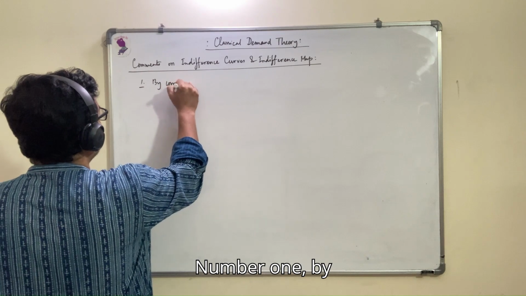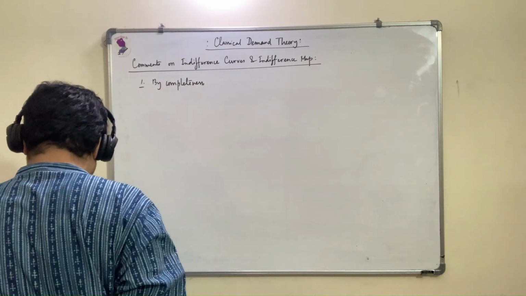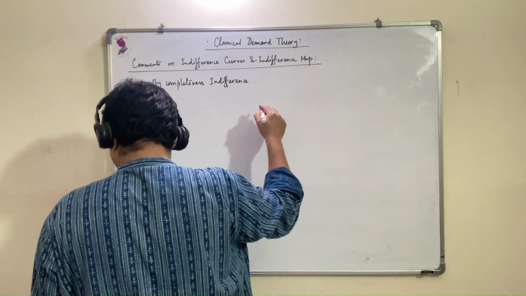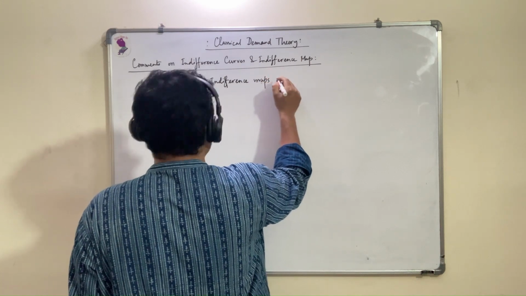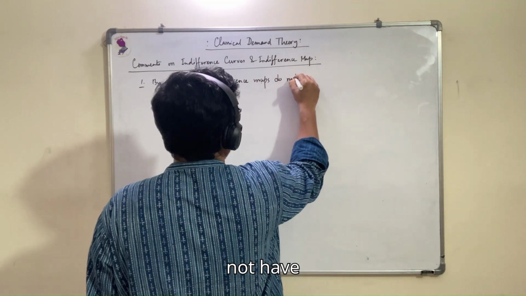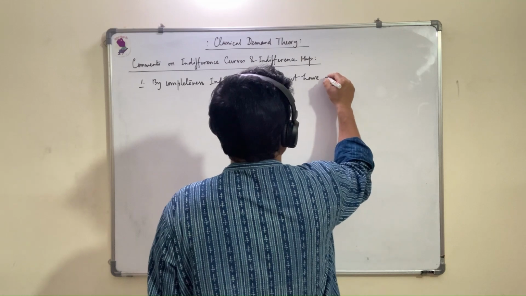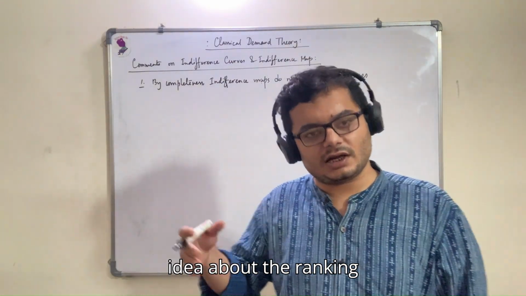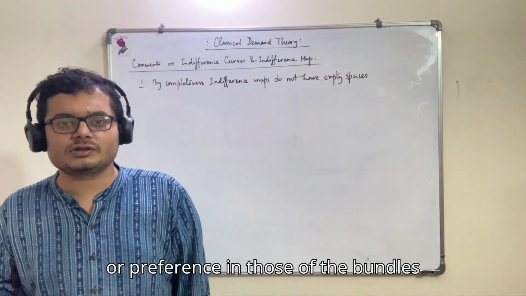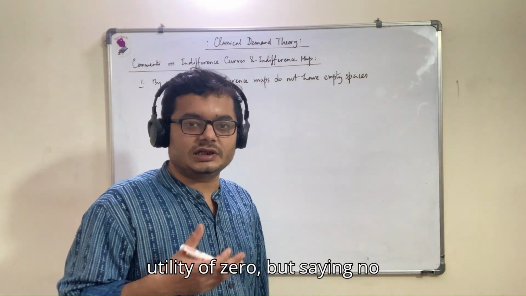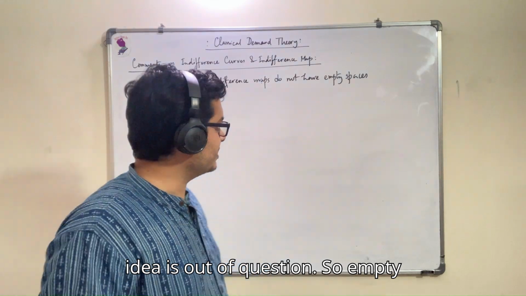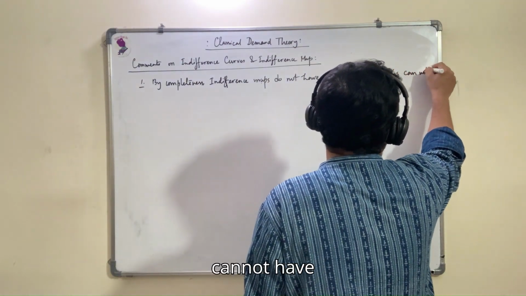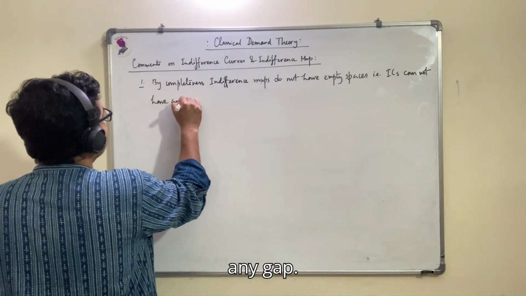Number 1, by completeness, indifference maps do not have empty spaces, because that will mean that you have no idea about the ranking or preference in those of the bundles in that specific region. You can assign the utility of 0, but saying no idea is out of question. So empty spaces, that is, ICs cannot have any gap.